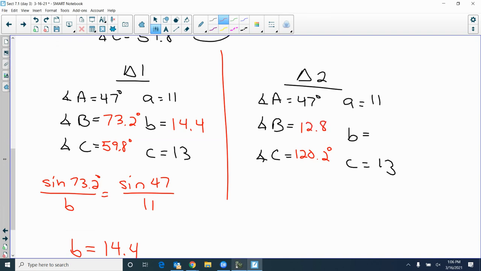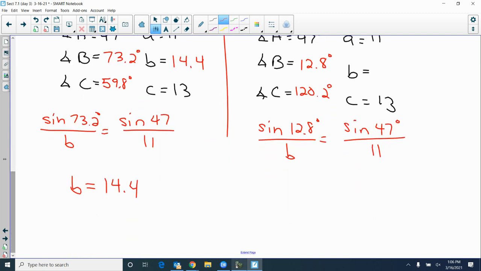And I'm going to do the same thing. I'm going to take the sine of 12.8 over B equals the sine of 47 over 11. And then figure out what B is. Okay. What is that one? Sydney, you got it yet? I got 3.33. Yeah, everything to the nearest tenth is fine. 3.3. That's fine. All right, agree.